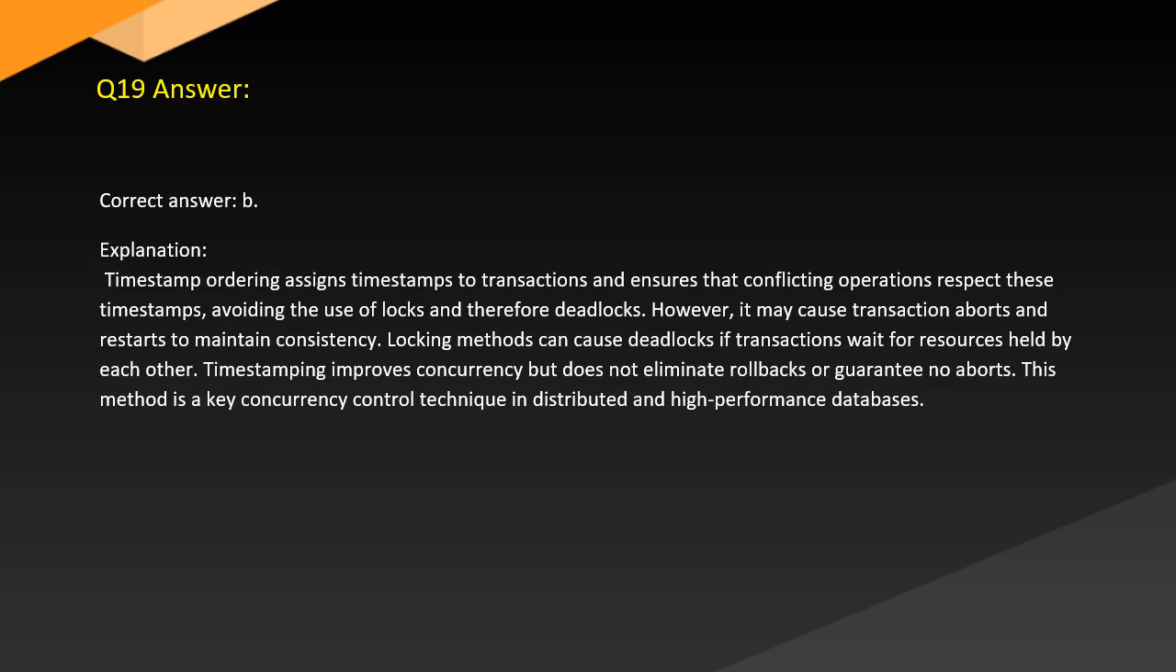Answer. Correct answer: B. Explanation. Timestamp ordering assigns timestamps to transactions and ensures that conflicting operations respect these timestamps, avoiding the use of locks and therefore deadlocks. However, it may cause transaction aborts and restarts. Locking methods can cause deadlocks if transactions wait for resources held by each other. Timestamping improves concurrency but does not eliminate rollbacks or guarantee no aborts. This method is a key concurrency control technique in distributed and high-performance databases.